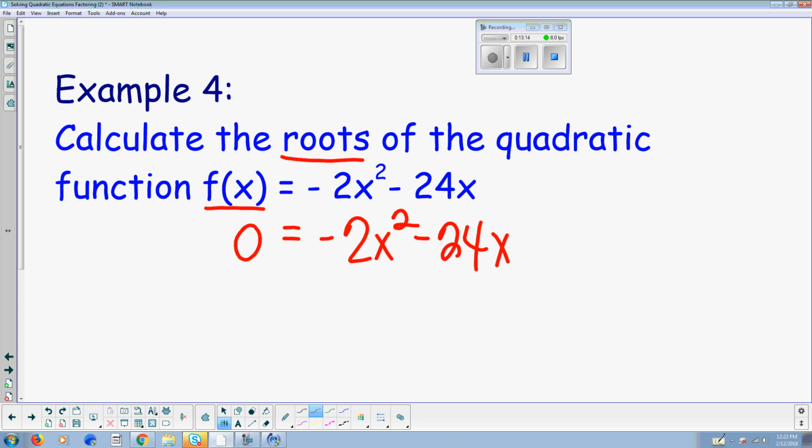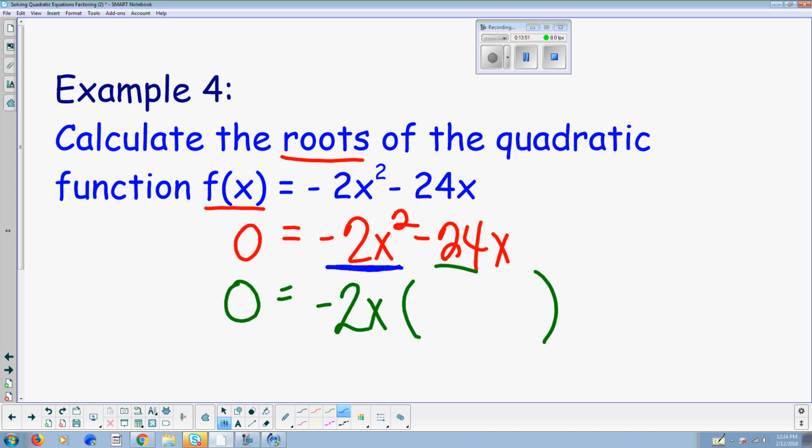Now, this particular quadratic equation is not a trinomial. I don't have three terms, but you should see that in the two terms that are here, we have a GCF. The numbers 2 and 24 both have a 2 in common, and since they're both negative, I'm going to factor out a GCF of negative 2. And I can also say that they both have an x in common. Both terms have an x. So if I factor out negative 2x, that's like dividing by negative 2x.